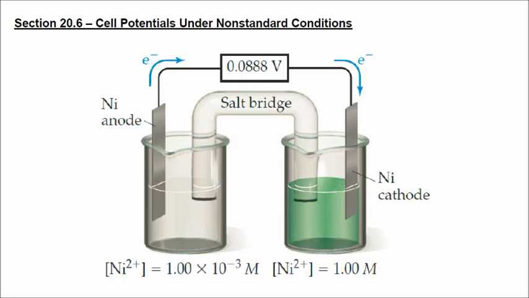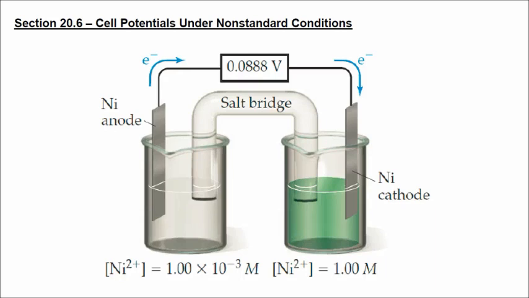Here we have what looks like a rather strange galvanic cell. So what's so strange about this? This is not copper and zinc. This is not silver and aluminum. This is nickel and nickel. This is called a concentration cell.